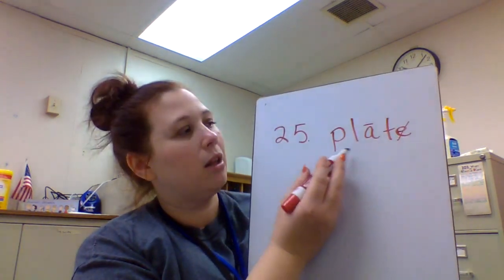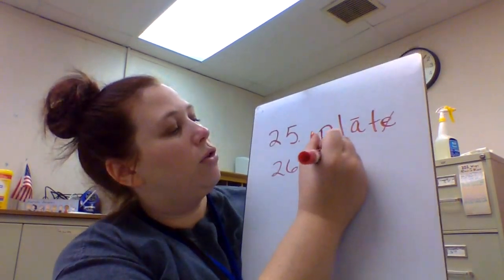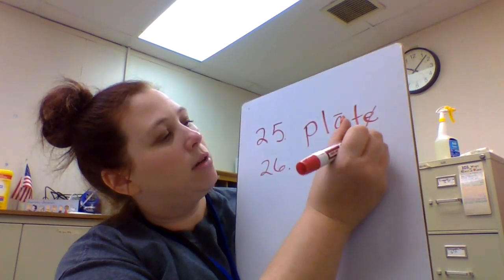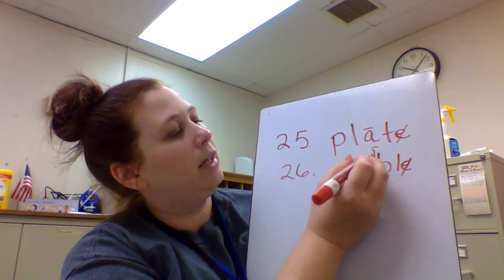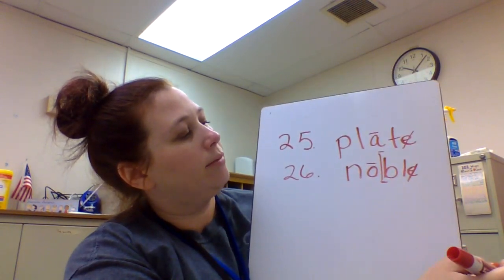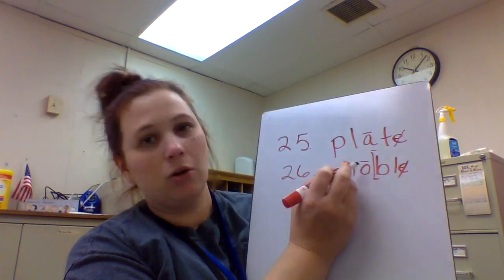We're on 25. Plate. Here we have A, consonant, E. So we don't say the E, and the A gets a macron. Plate. And 26, lastly, is noble. Here we have our final stable syllable. We cross out the E. Our O gets a macron. Noble. That's because when it's two syllables, we have that open O, so it gets the macron. It says its name.